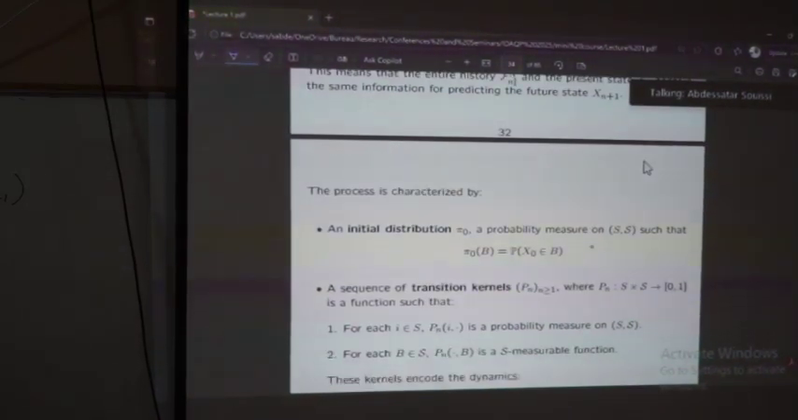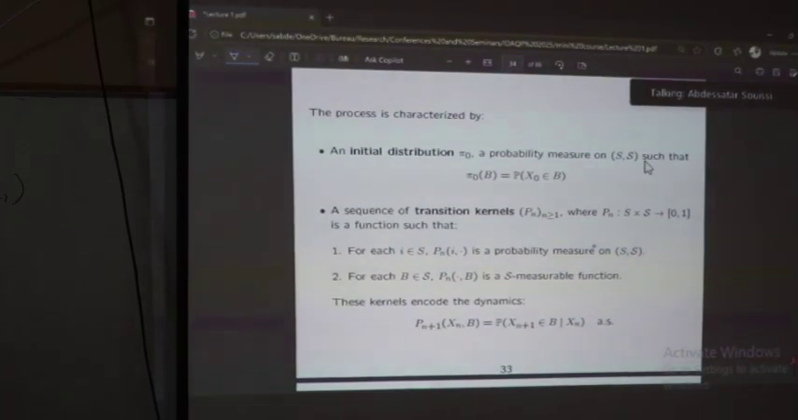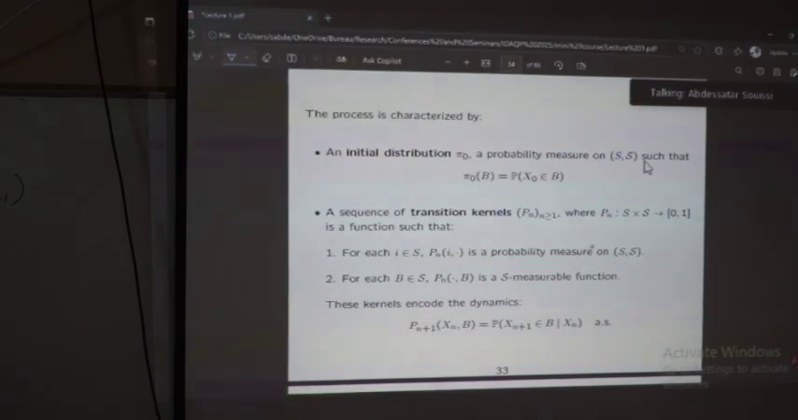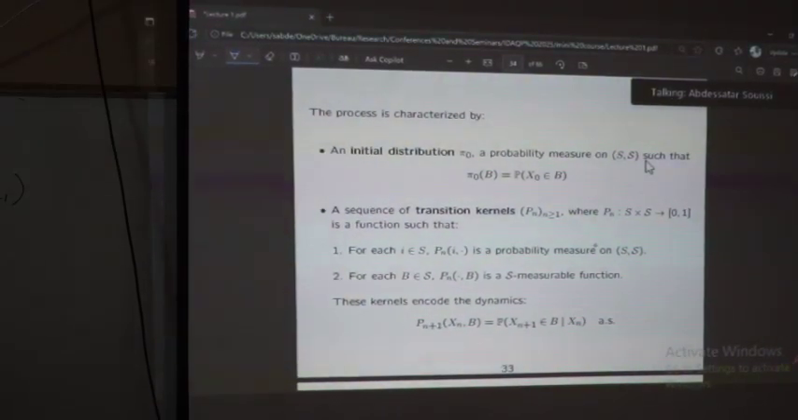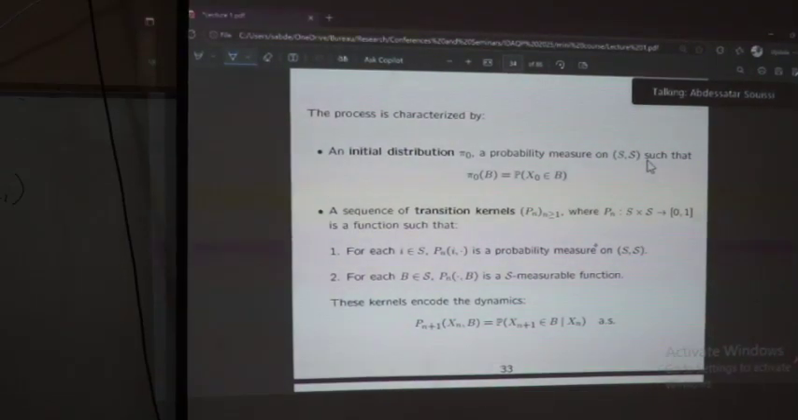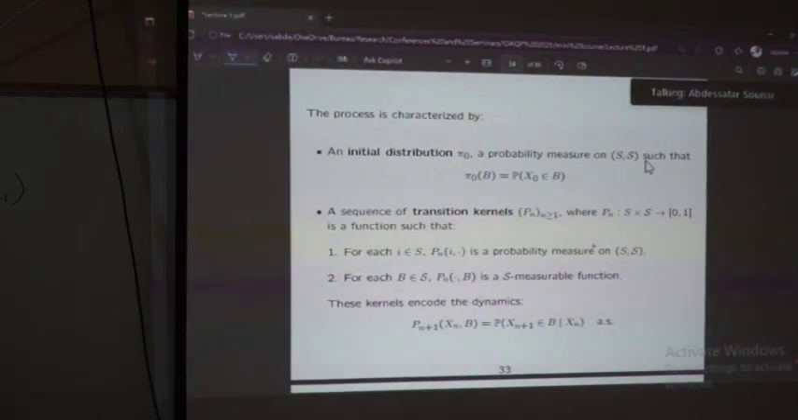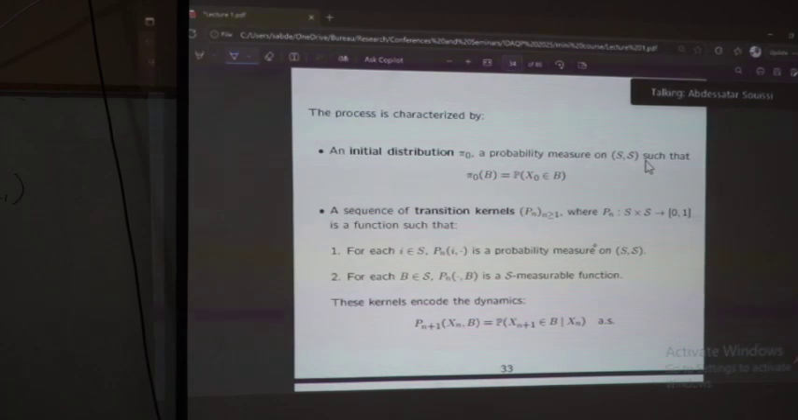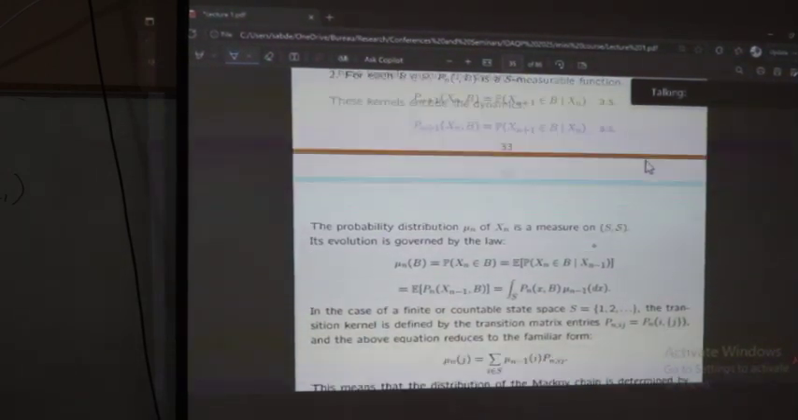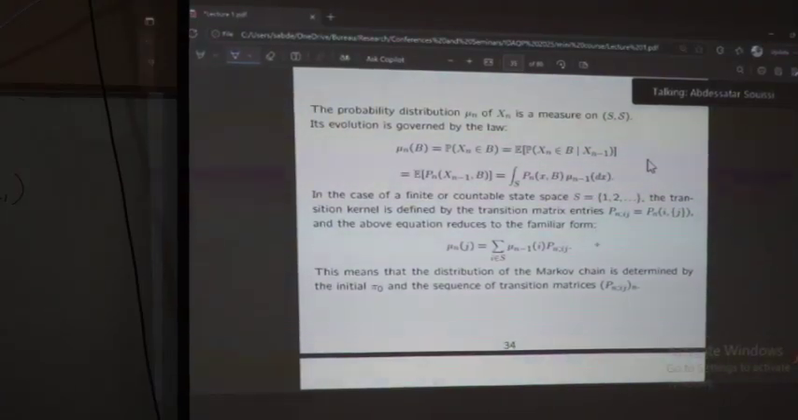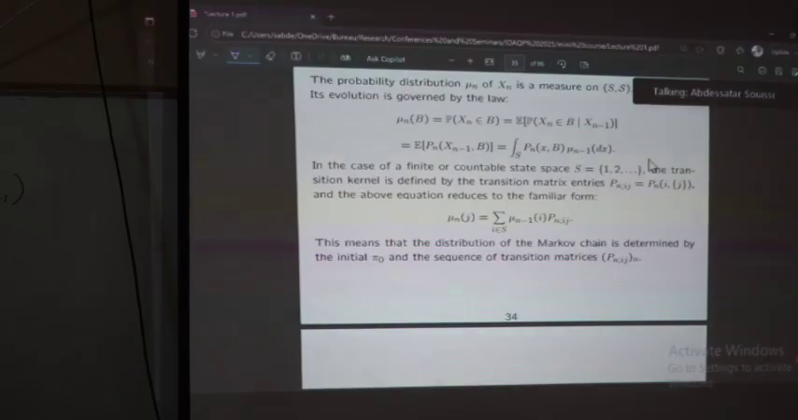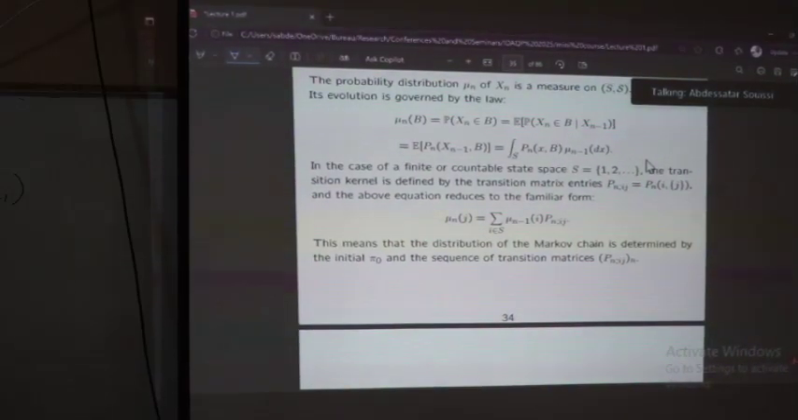Then we have this characterization of Markov chains. The distribution of a chain is given by the initial distribution of the first term, X0, and the sequence of transition kernels defining the transition from the state at time n to time n plus 1. Also, in a simpler way, you can define the distribution of the Markov chain through a sequence of transition matrices.